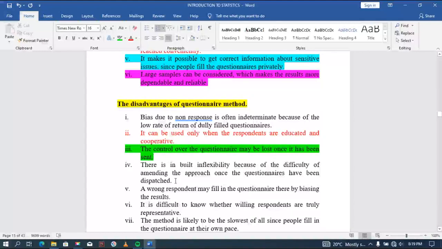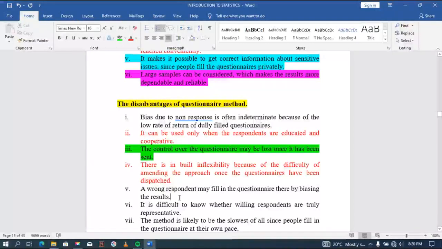Then three, there is inbuilt inflexibility because of the difficulty of amending the approach once questionnaires have been dispatched. So in case of a wrongly stated question, let's say, for example, a question has been asked in a questionnaire and dispatched, and then later on they find that it is not reflective of the kind of information intended to be collected, they may not be in a position to correct such a question after dispatching the questionnaire, meaning the information to be received will not reflect the intended purpose of the research.